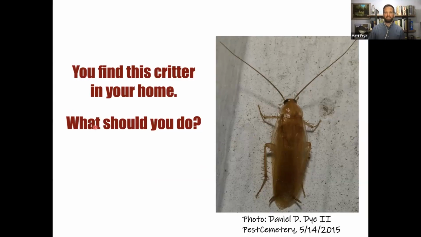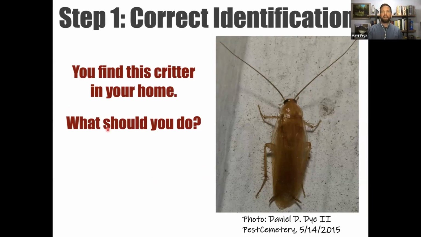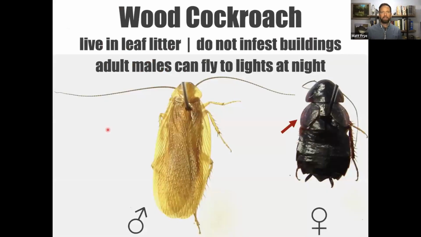So that is going to be the most important part of any cockroach situation, right? Is that we correctly identify the pest. Because this particular cockroach isn't even a structure invading pest. This is a wood cockroach. They live outdoors in the leaf litter. Females look like this, where they have very short wings. They can't fly. They will never leave decaying organic leaf material. But the adult male can fly, and at nighttime in the summer, they can be attracted to lights.